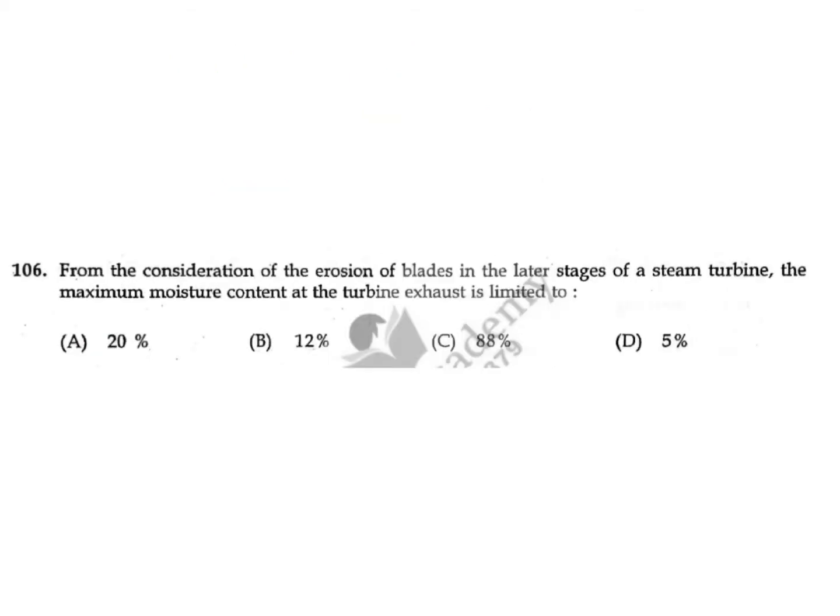From the consideration of the erosion of blades in the later stage of steam turbine, the maximum moisture content at the turbine exhaust is limited to 12%. To reduce maximum moisture content, we are using reheating.